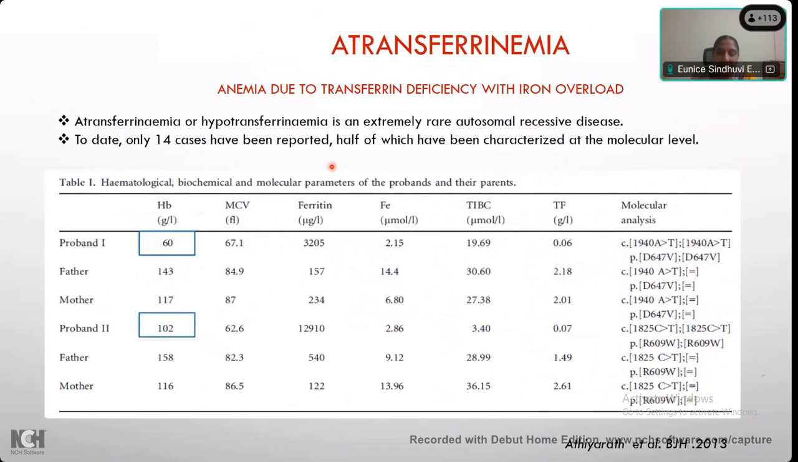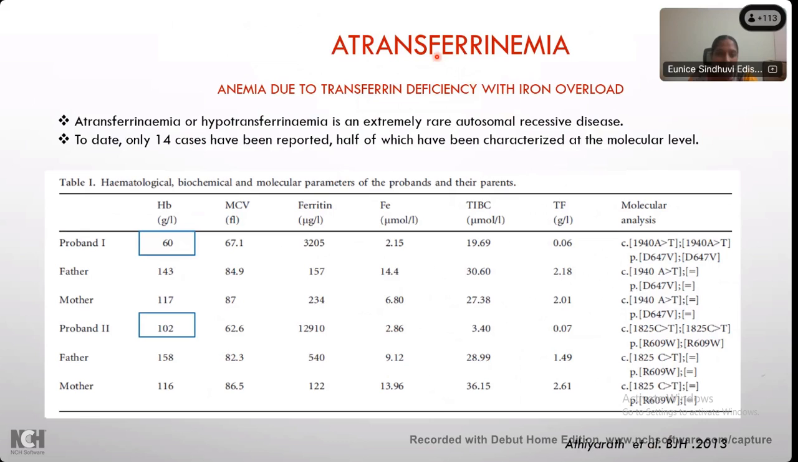In addition to increased erythropoiesis, due to defective iron proteins we can have anemias with iron overload, but these are not due to ineffective erythropoiesis. One such example is atransferrinemia or hypotransferrinemia. It is an extremely rare autosomal recessive disease, because so far only 14 to 15 cases have been reported in the literature, and only a few have been characterized at the molecular level.